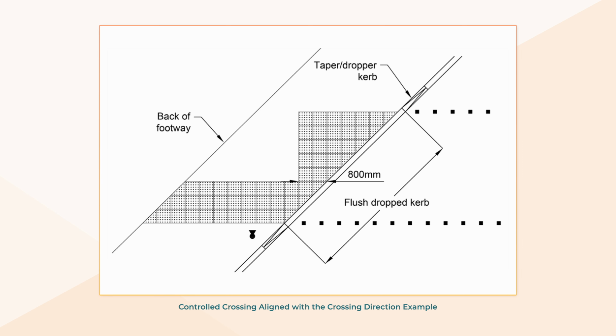The L should be aligned with the crossing direction, so people can align themselves before crossing the road. This often means that the tactiles are not parallel to the curb, and more tactiles are added to keep the L shape while indicating the correct direction of the crossing. This applies to both controlled and uncontrolled crossings.